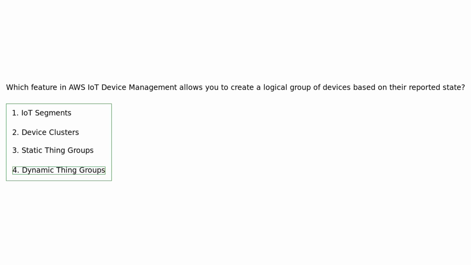Dynamic thing groups in AWS IoT Device Management allow you to create logical groups of devices based on their reported state or other device attributes. These groups are automatically updated as device states change, making it easier to manage devices with similar characteristics or behaviors.